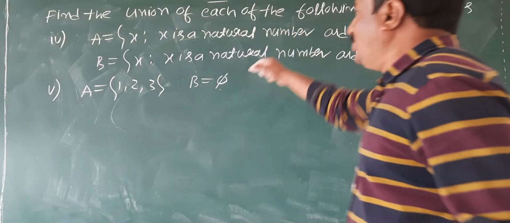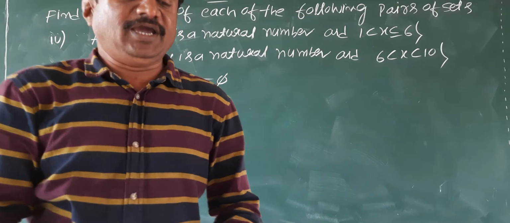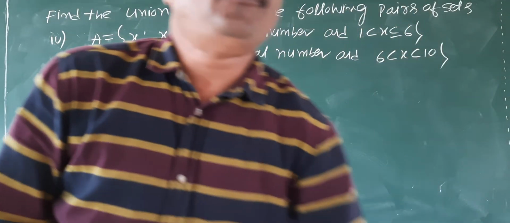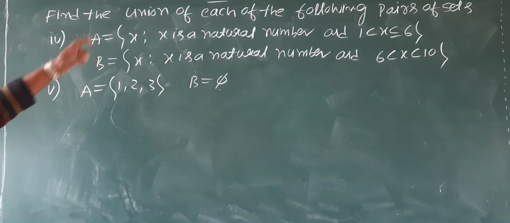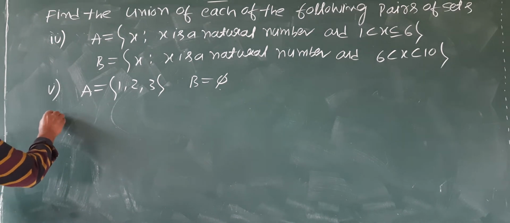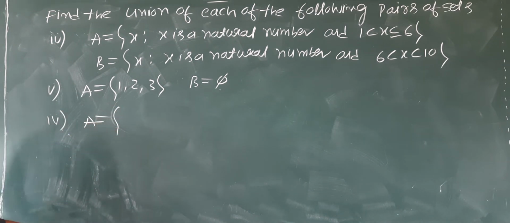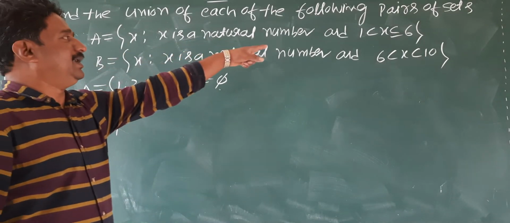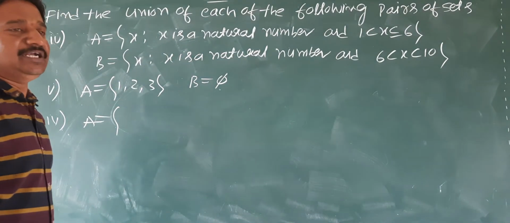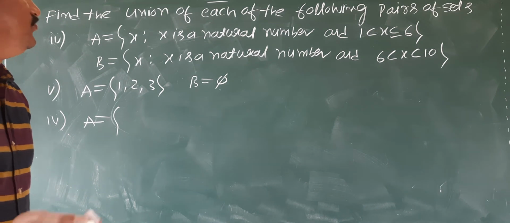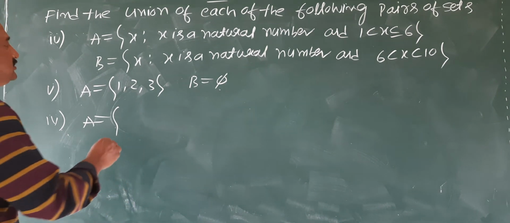Look at these two more questions on that, students. Again it is finding the union. Solution. Set A: x is a natural number and lies between 1 and 6. Tell me the natural numbers which lie between 1 and 6.